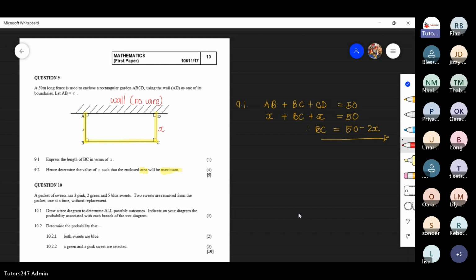Okay. Now let's read our question once more. Hence, determine the value of x. So we need to find an x value. In the end, we need to have x equals something. That's what we need to have. So we need to find the value of x such that the enclosed area will be maximum. So we need to calculate the maximum of this rectangle in a sense. So it's like saying we need to calculate the stationary point that will be maximum of this rectangle. Okay, think of it in that context.